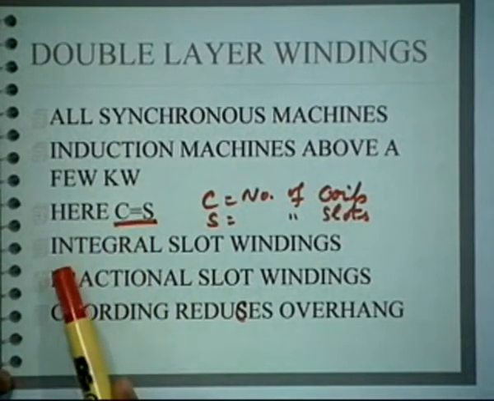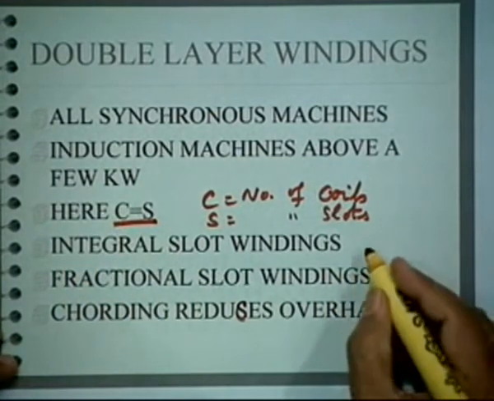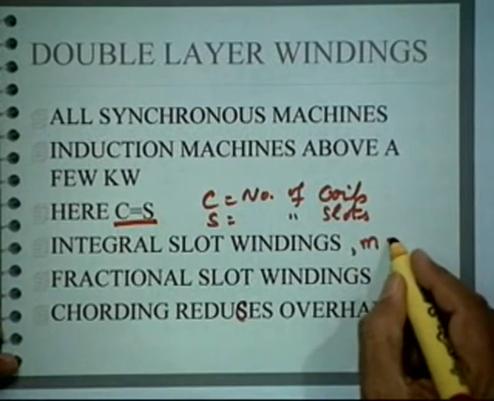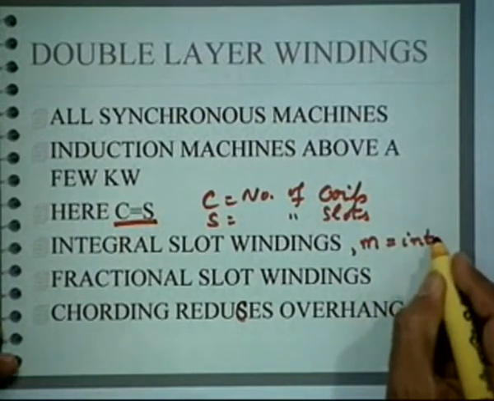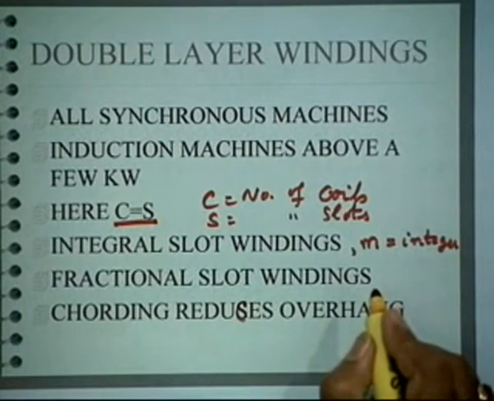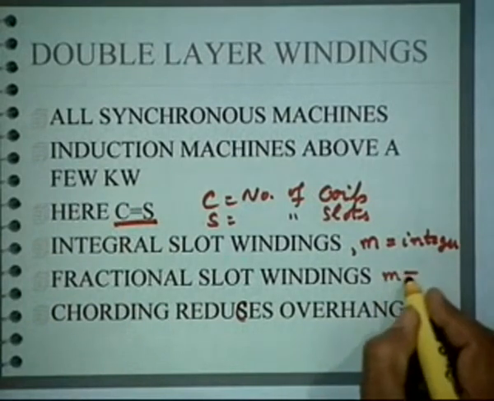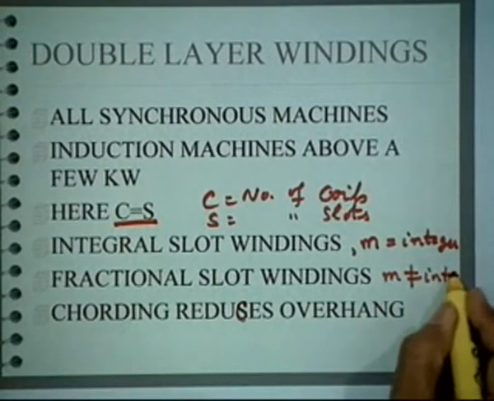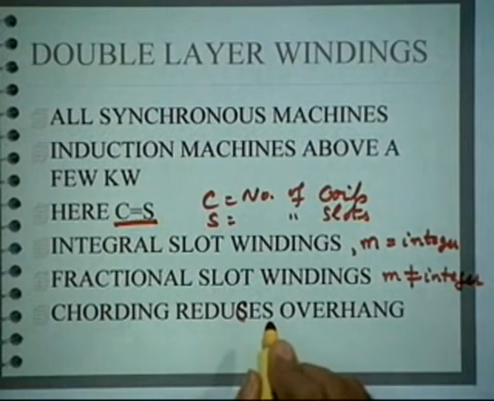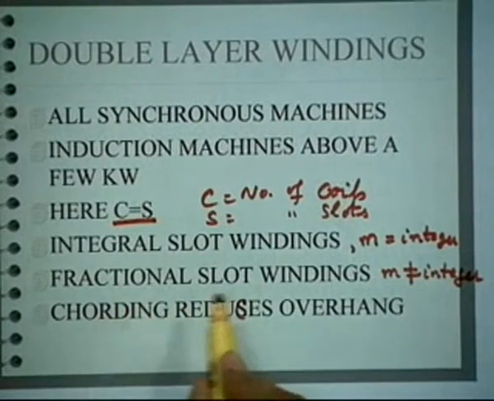And there are two types in double layer. One is called the integral slot windings. That means the number of slots per pole per phase, m, is an integer. That is just called integral slot. For example, 3 slots per pole per phase, 4 slots per pole per phase. But in some machines, for some special designs, there are also fractional slot windings, where m is not an integer. This is also used in some places, mostly in large synchronous machines. These are called fractional slot windings.